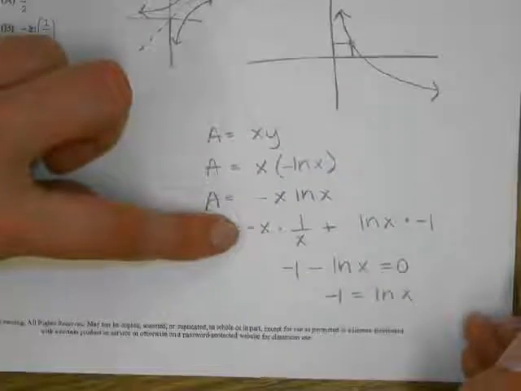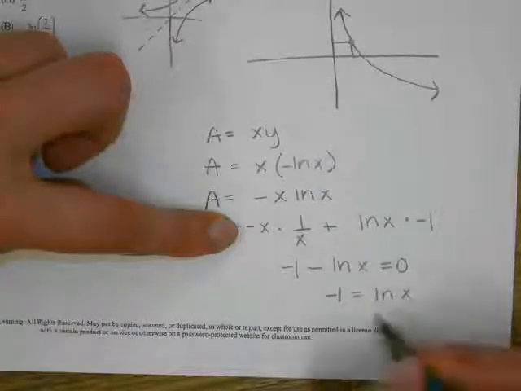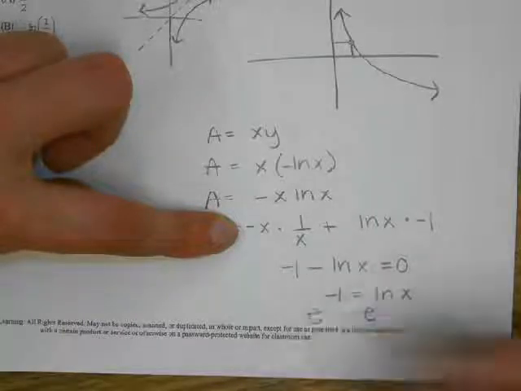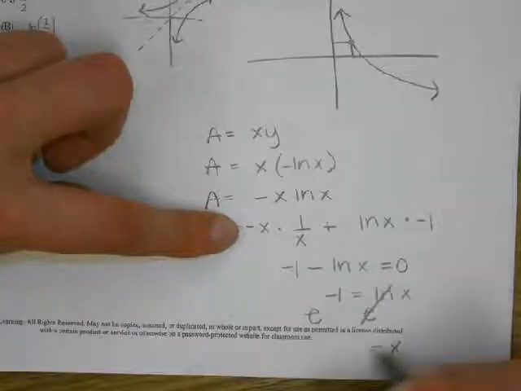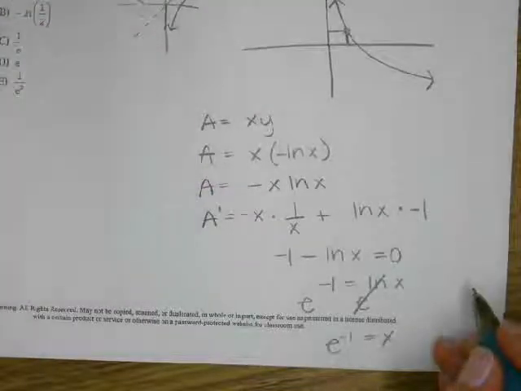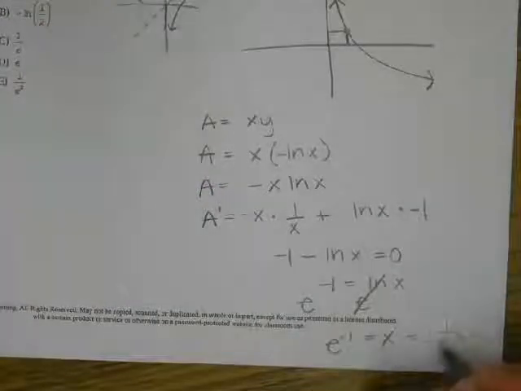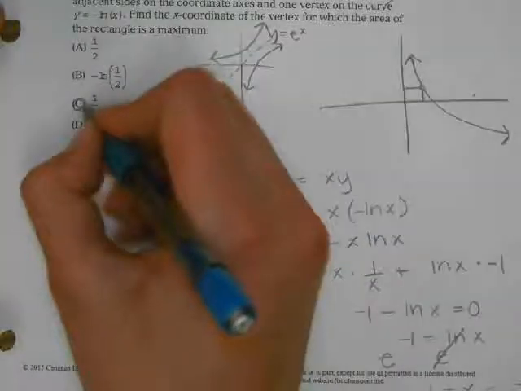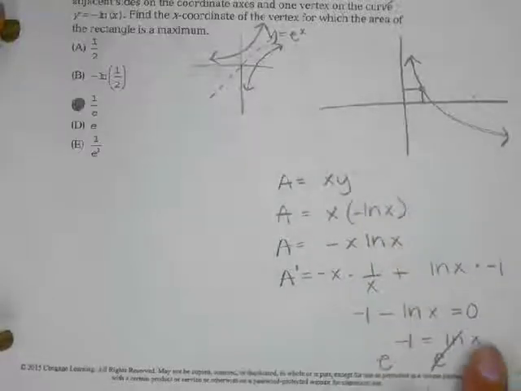And then to get rid of the ln so that the x is all alone, I just need to do e to both sides. So x equals e to the negative 1, which is the same as 1 over e to the positive 1. So 1 over e is our solution there.